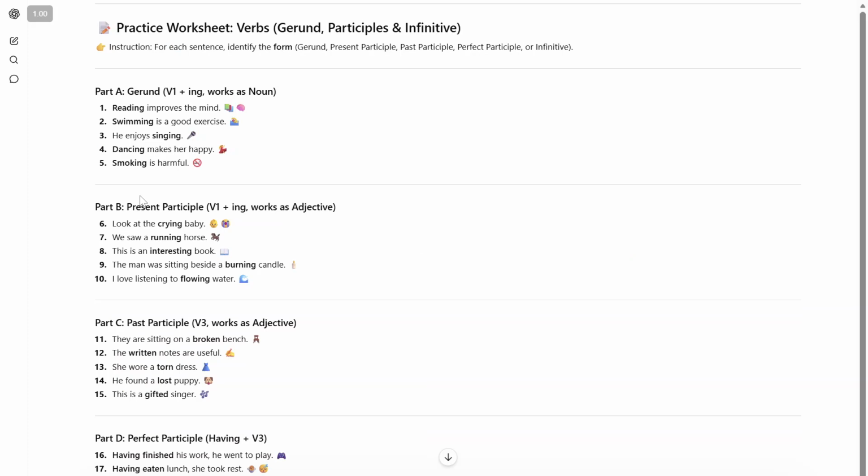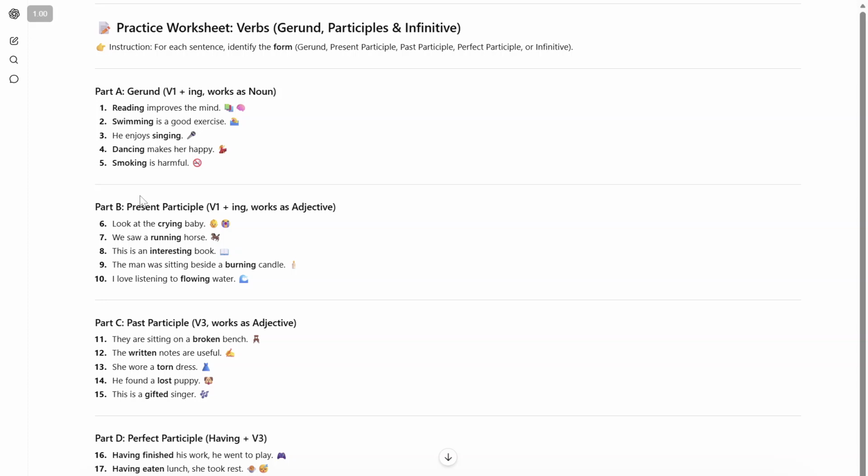Practice worksheet: verbs, participles, and infinitive. Instruction: for each sentence, identify the form: gerund, present participle, past participle, perfect participle, or infinitive. Part A, gerund: V1 plus ing works as a noun. 1. Reading improves the mind. 2. Swimming is a good exercise. 3. He enjoys singing. 4. Dancing makes her happy. 5. Smoking is harmful.